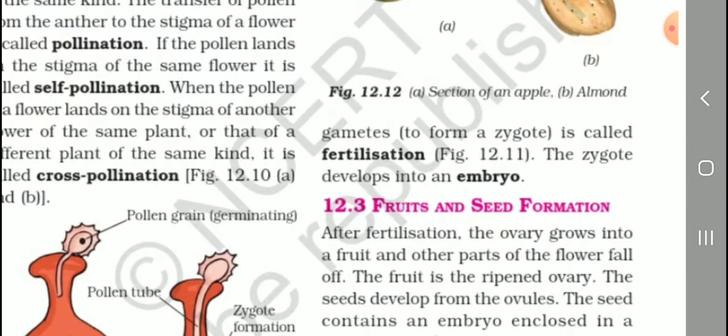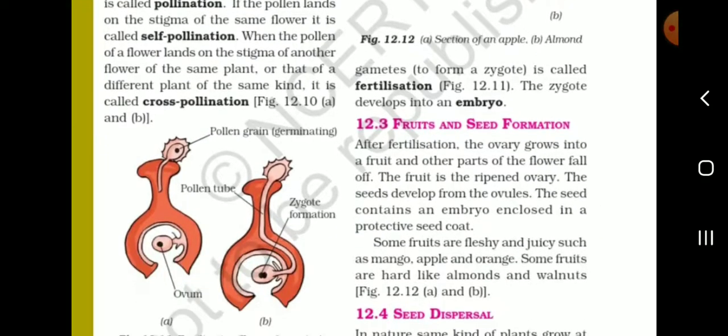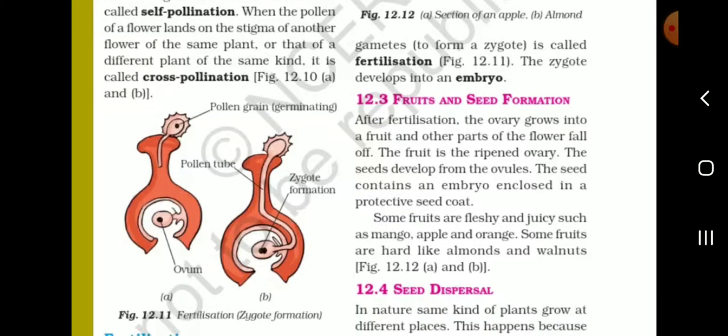The zygote develops into an embryo. Okay, next, fruit and seed formation. After fertilization, the ovary grows into a fruit and other parts of the flower fall off. The fruit is the ripened ovary.